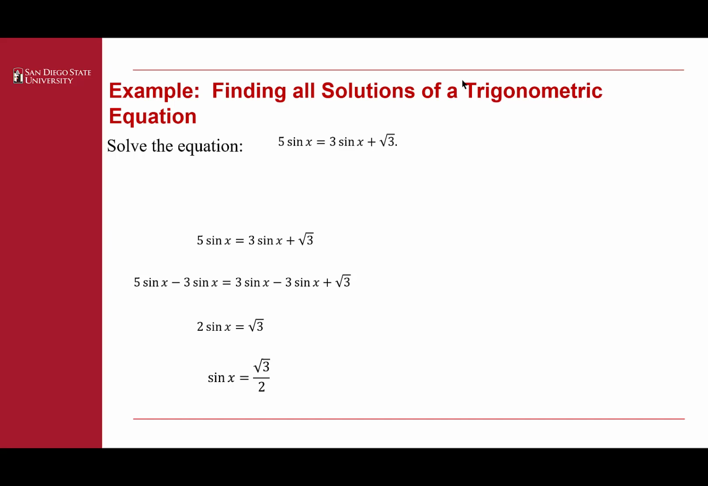The question asks us to solve the equation 5 times sinus x equals to 3 sinus x plus square root 3. In this case, we can collect both sinus functions on, let's say, the left hand side of the equation. And we get 5 sinus x minus 3 sinus x equals to square root 3, which is 2 sinus x equals to square root 3. And then we get sinus x equals to square root 3 over 2.